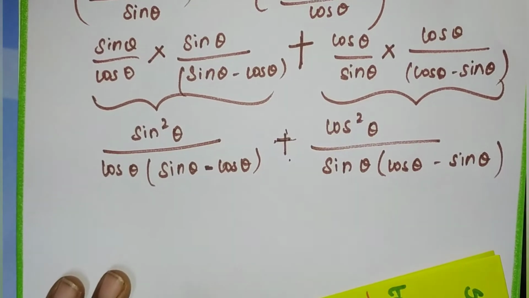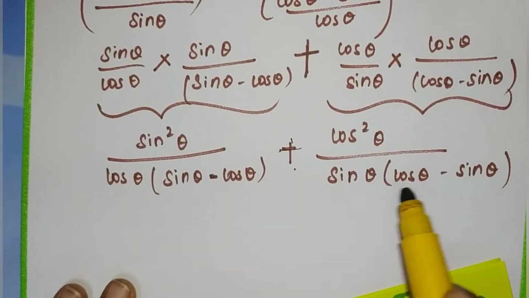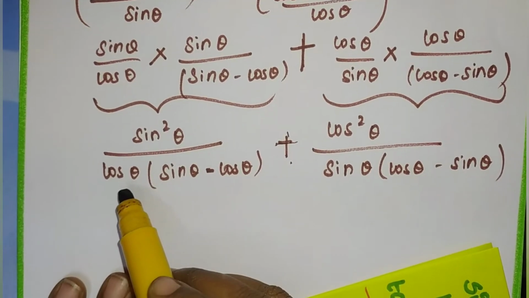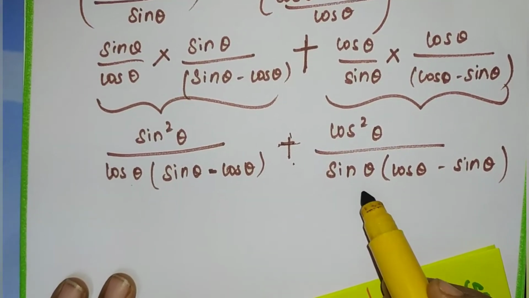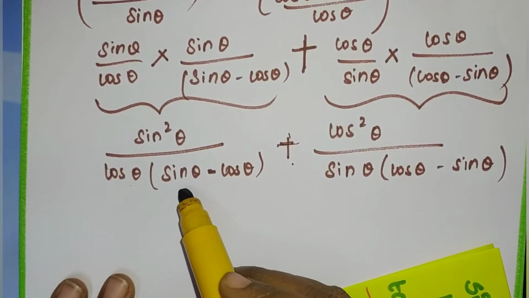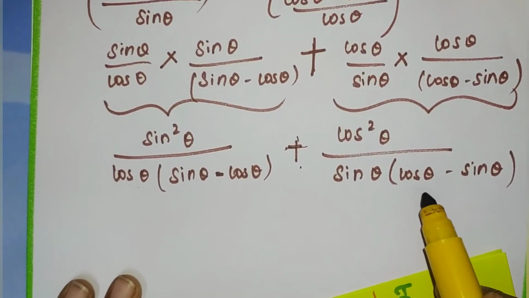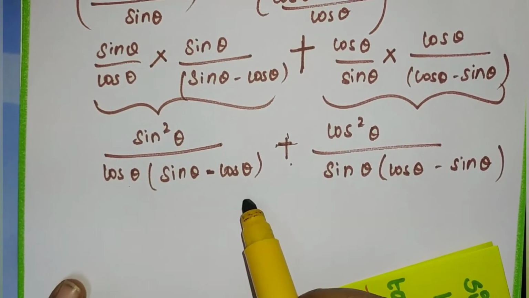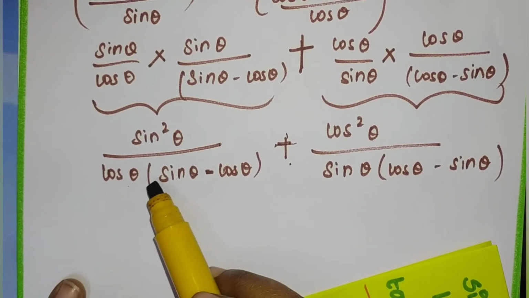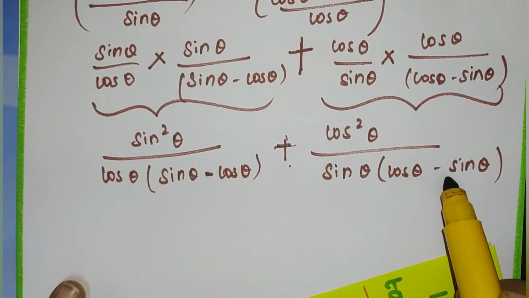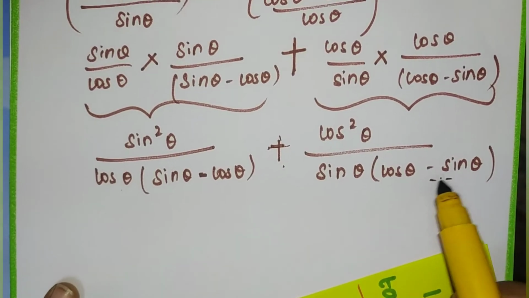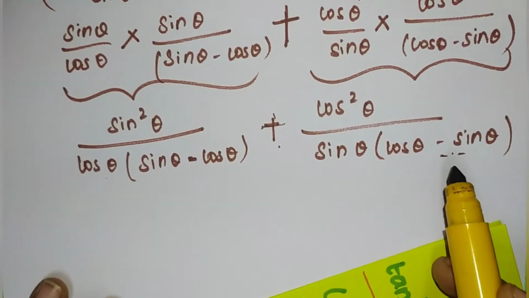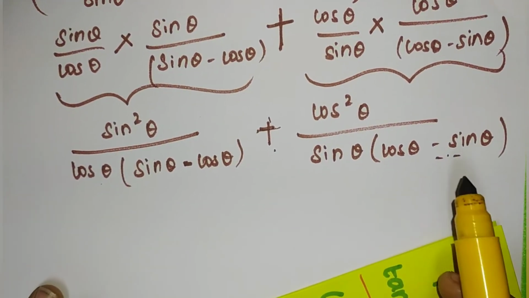But what we have here is a positive sign and the LCMs are different. The denominators are different. Here we have cos theta and here we have sin theta. Here we have sin theta minus cos theta and here we have cos theta minus sin theta. The same thing only, but the difference is negative sign for cos here, negative sign for sin here. This I am going to change and I am going to take a LCM. This alone I am going to change.